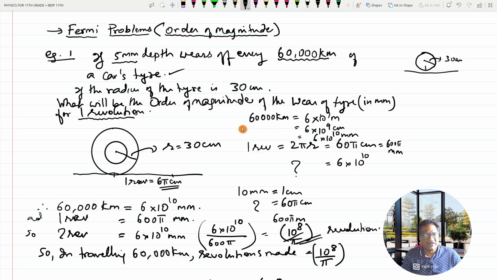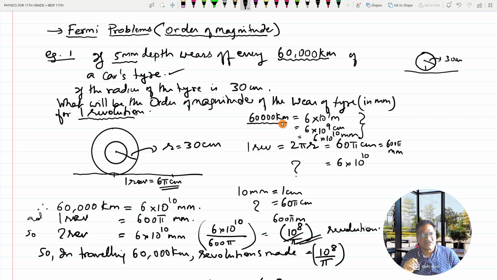First of all, this 60,000 kilometer, I am going to convert slowly, step by step, into millimeter. So 60,000 kilometer is nothing but 6 into 10 raised to 7 meters, right? Now, this will be converted into centimeter, like 6 into 10 raised to 9 centimeters. And now it will be converted into millimeter as 6 into 10 raised to 10 millimeter. I hope this is understood by you. It's basic conversions, right?